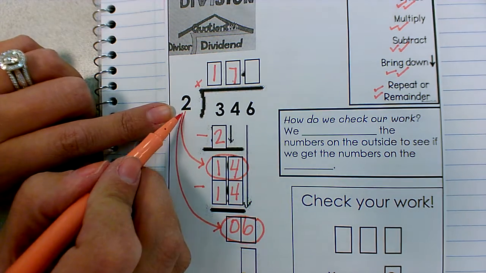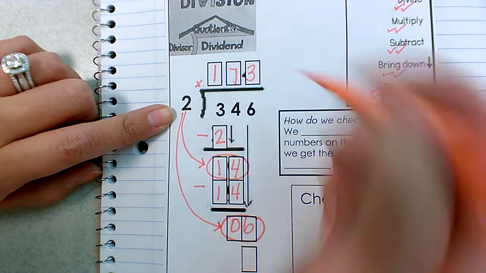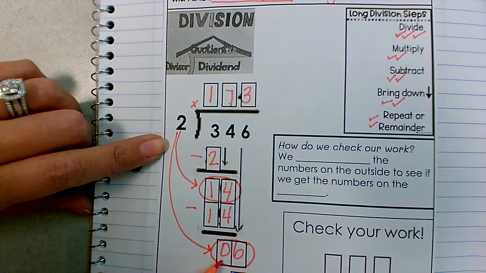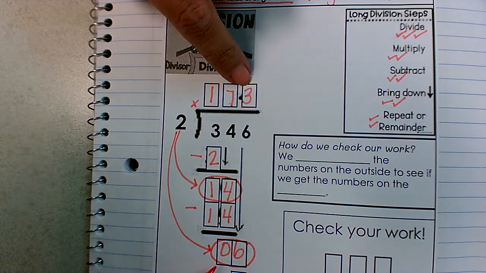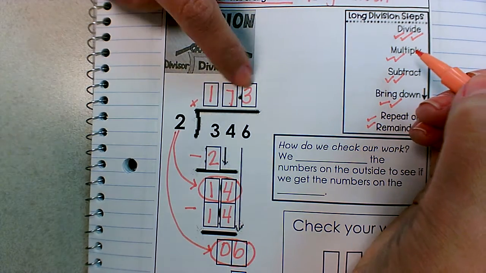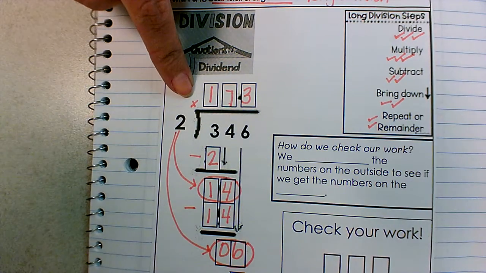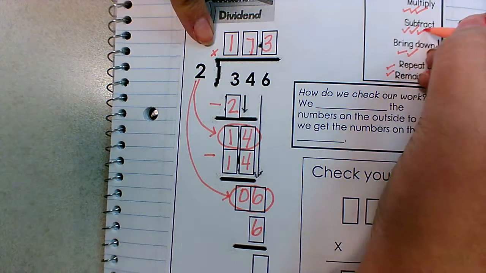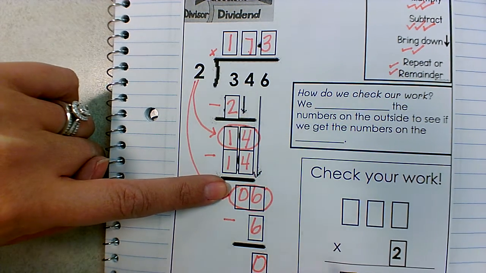So how many groups of 2 could I make with 6 altogether? I could make 3 groups. And that was my divide part, because I had 6 that I'm going to pass out to 2 groups, and I got 3 in each group. So now I can multiply. 3 times 2, I'm going to check off my multiply, is 6. Then I know I'm going to subtract. 6 minus 6 equals 0.